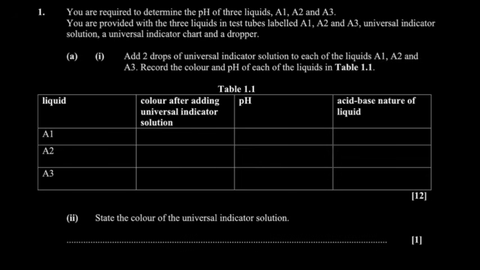So you're told you're to determine the pH. What does it mean exactly? pH is a measure of the hydrogen ion concentration.